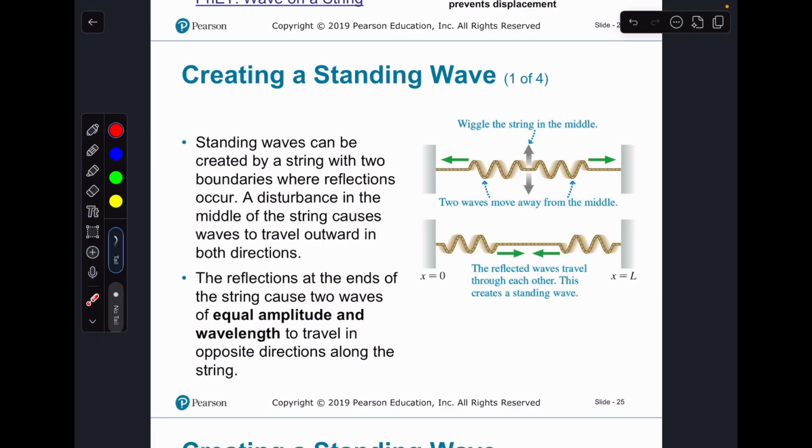What you saw in class, in a demonstration, was taking the string and wiggling it in the middle. What's happening is the reflection off the boundary is causing the waves to meet up again, and therefore applying the principle of superposition would show a standing wave pattern depending on the frequency of the wave, which is what we'll talk about very shortly.